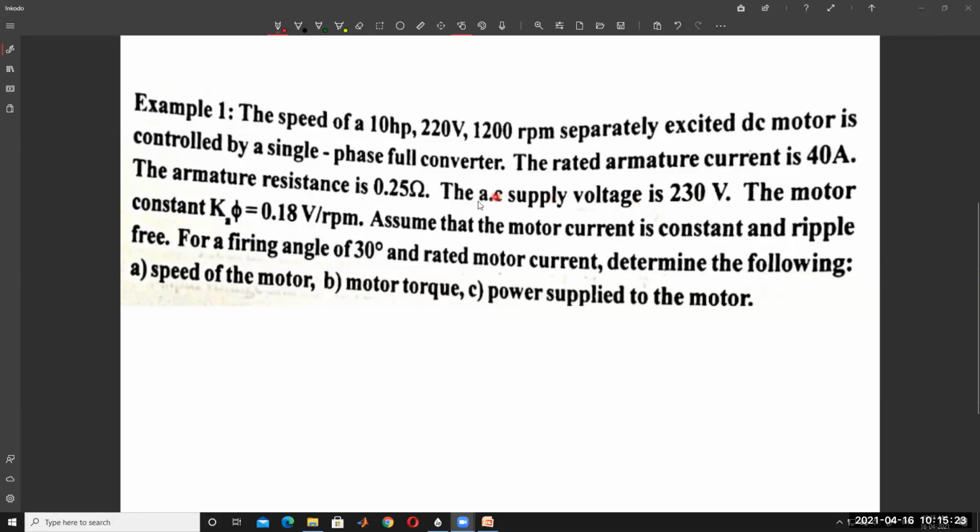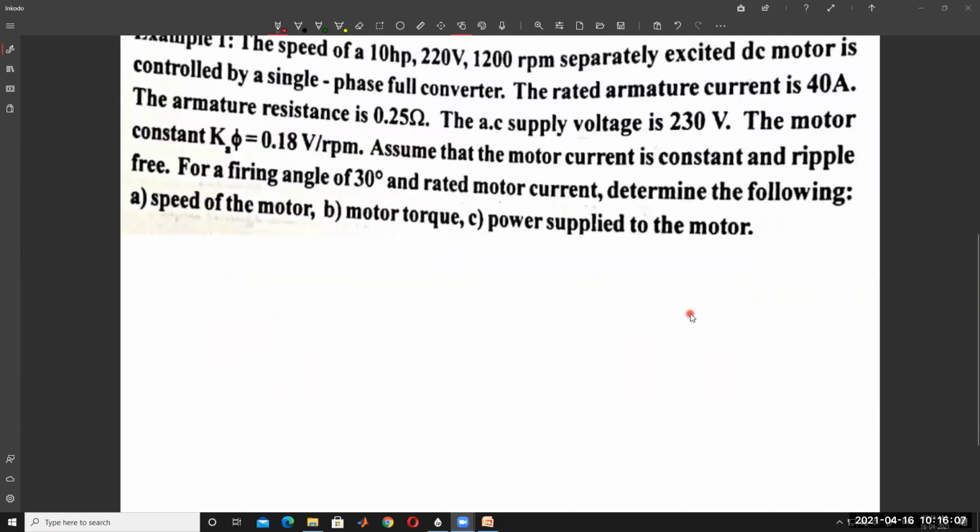So the input of the converter is AC, with a supply voltage of 230 volts. The motor constant K into phi is equal to 0.18 volts per RPM. Assume that the motor current is constant, that is, continuous current conduction mode and ripple free, so in the output current waveform there are no ripples. For a firing angle of 30 degrees and rated motor current, determine the speed of the motor, the motor torque, and the power supplied to the motor.